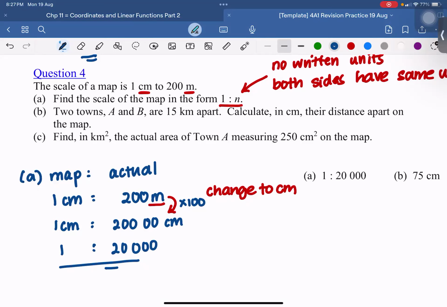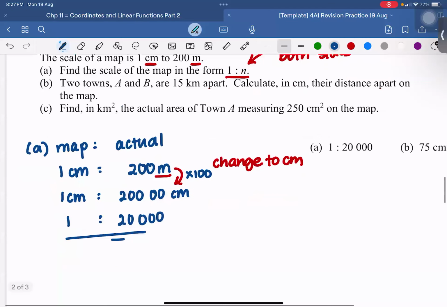So are you okay with this portion? No sound. Okay, no sound, then I continue already. No question, then I'll continue.